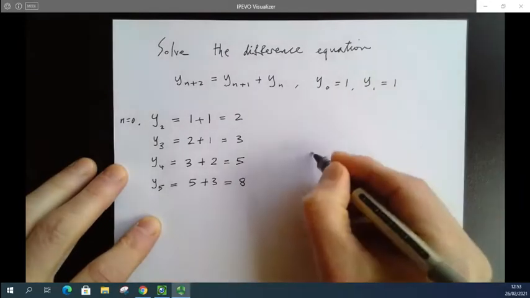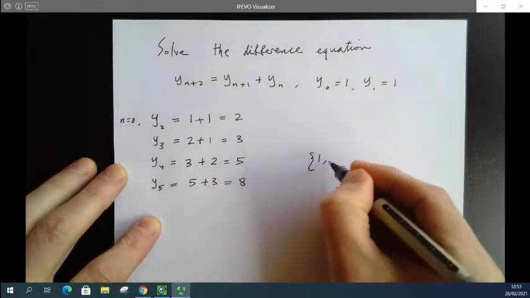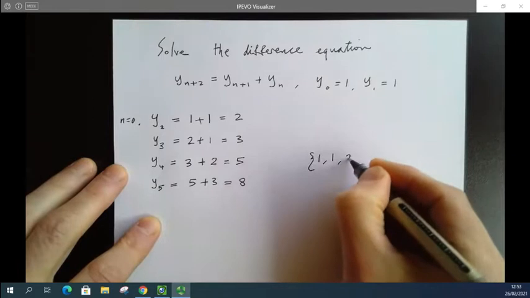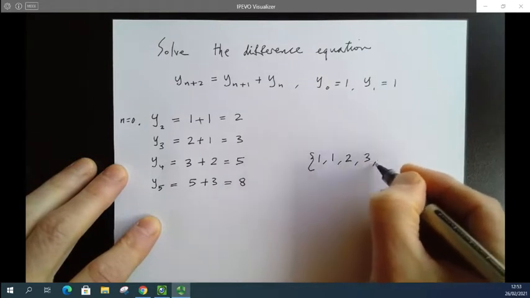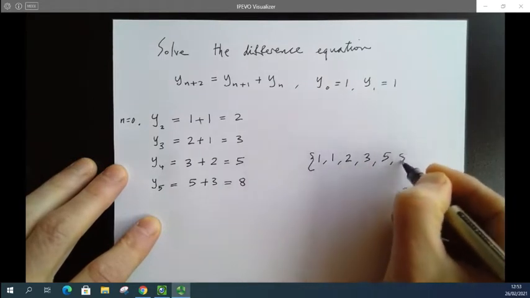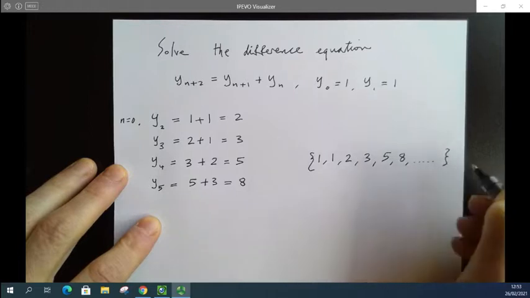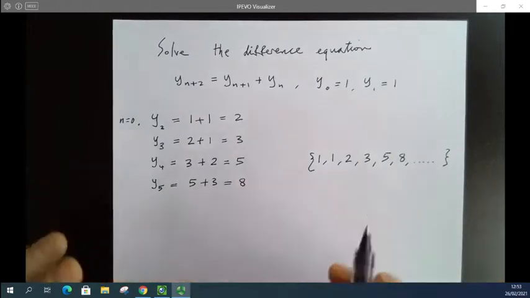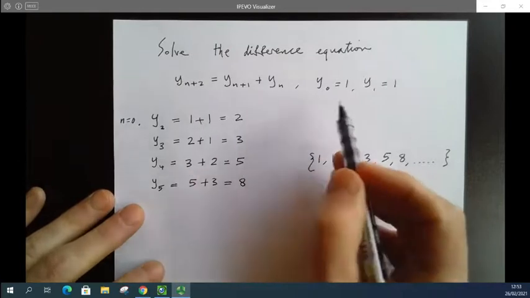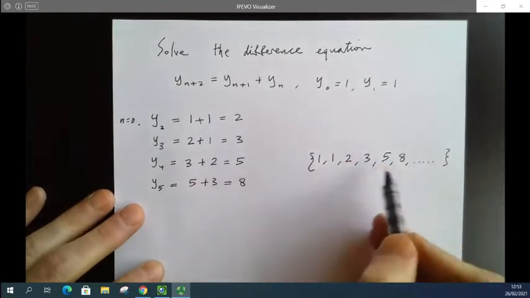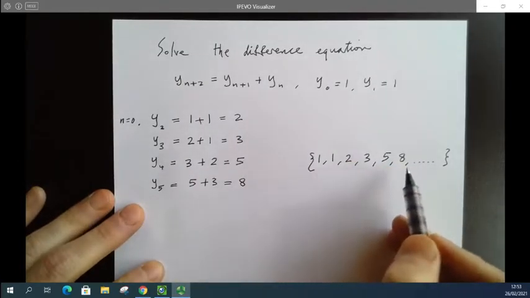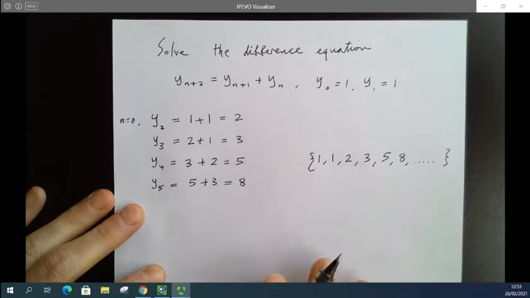So I can write out my sequence like something like this. 1, 1, 2, 3, 5, 8, and so on. And it goes on to infinity. And at the end, when I get my general term of this difference equation, I will test it and see do I generate the same sequence, just to make sure that I got it right.